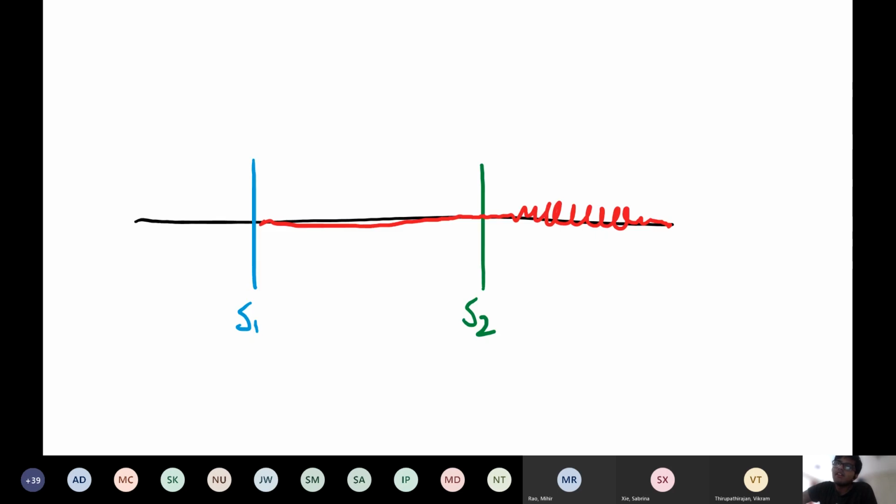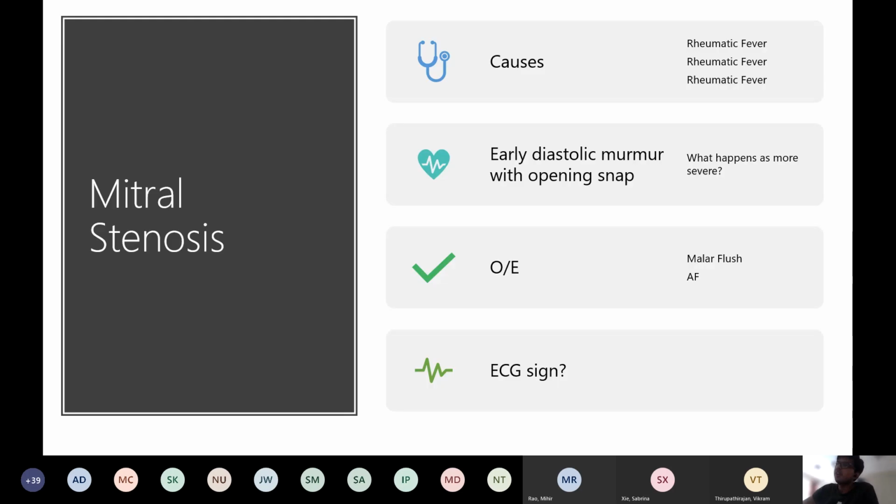Right, another one, last one. What's this murmur called? Mid-diastolic murmur, yeah, it's caused by mitral stenosis. And there's a really old joke in medicine. So what are the 3 commonest causes of mitral stenosis? Rheumatic fever.